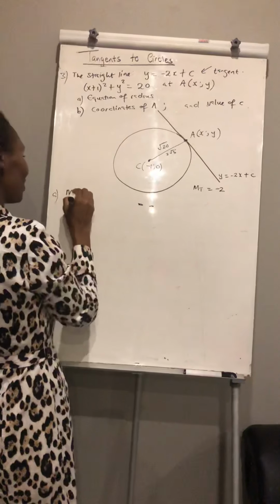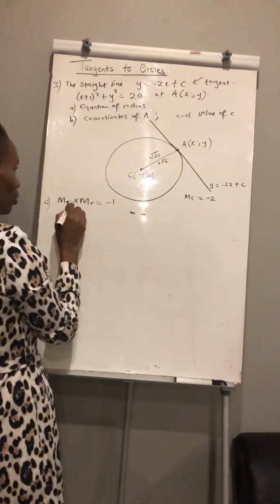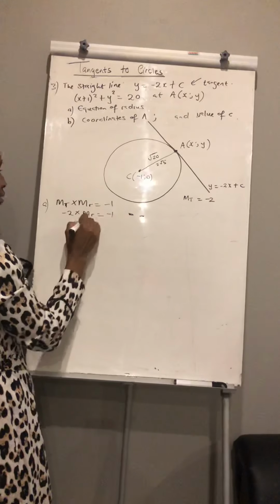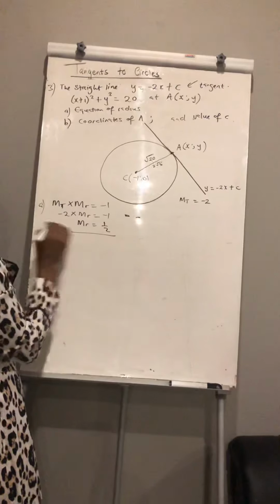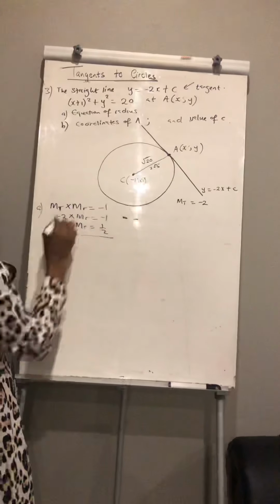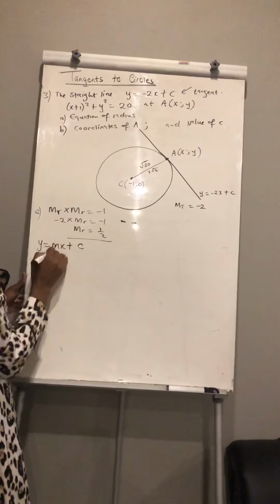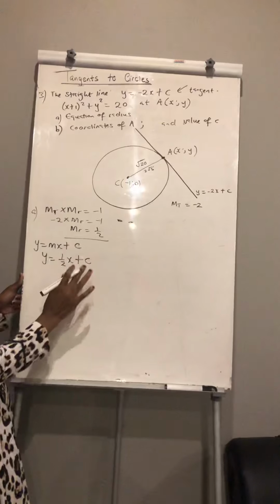So we know that the product of the gradient of the tangent and the gradient of the radius is equal to -1. So you can find it like this. The gradient of the radius in this situation should be 1/2. So now if we want to find the straight line, it is 1/2x plus c. This is the equation of the radius.